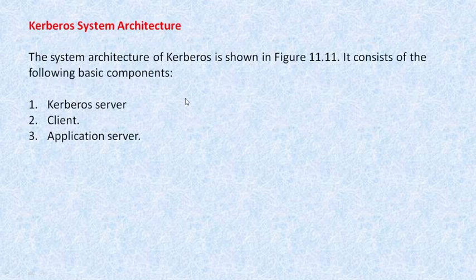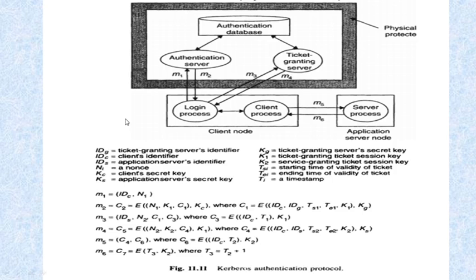Coming to the Kerberos system architecture, there will be three basic components: Kerberos server, client, and application server. All these basic components you can see in this figure. This one is the Kerberos server, the client node, and the application server node. We will see the explanation of this architecture now.